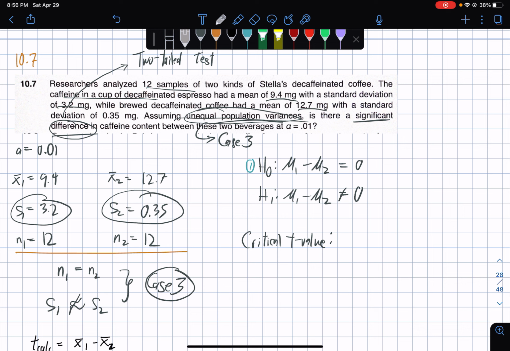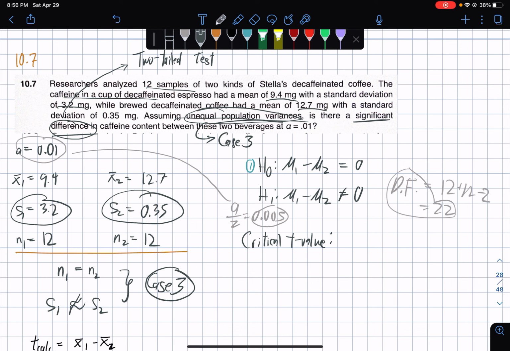So yeah. Critical T value, this is a two-tailed test, so A becomes A over 2, which is 0.005, and the degrees of freedom is 12 plus 12 minus 2, that is 22. So a DF of 22 and an A value of 0.005, based on the T table, it is 2.819. Okay, so far so good.